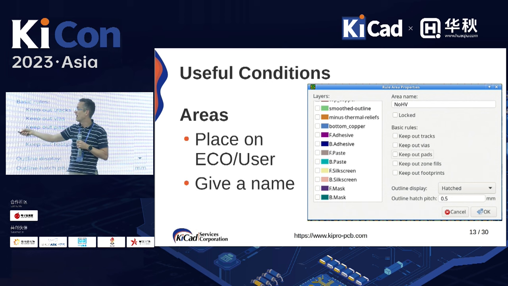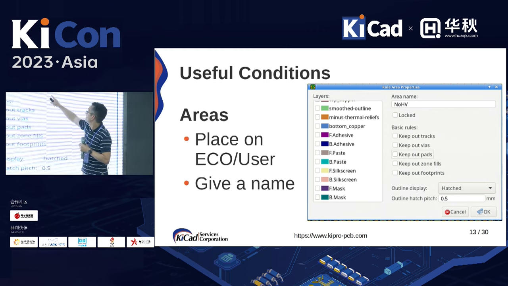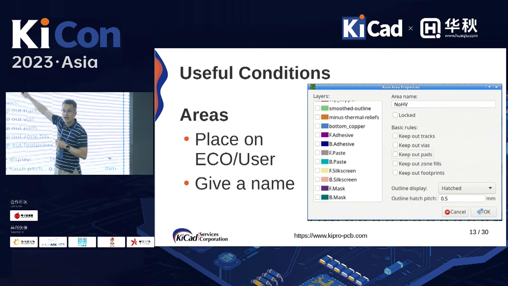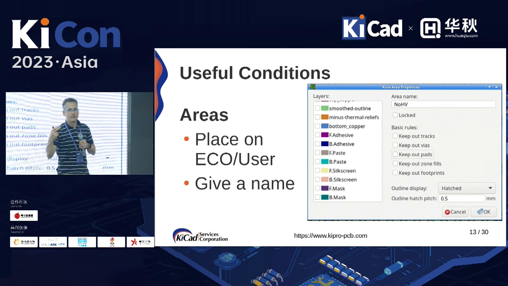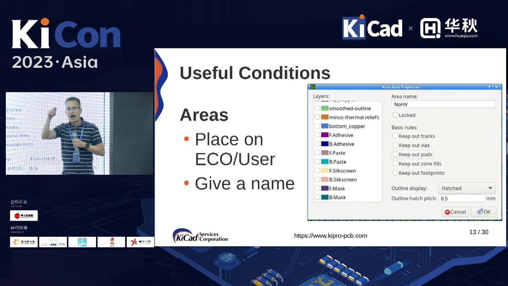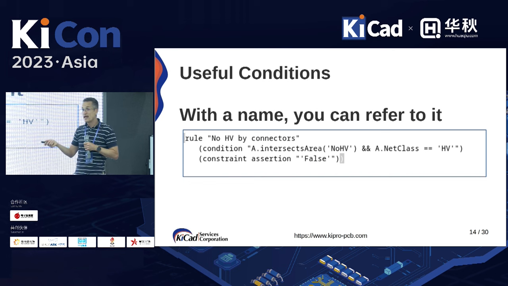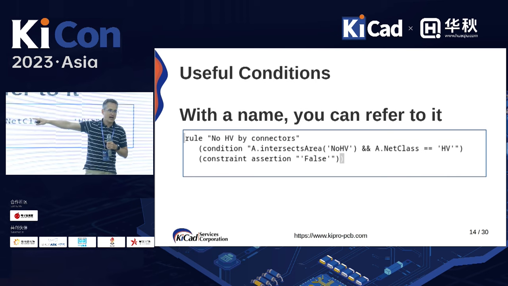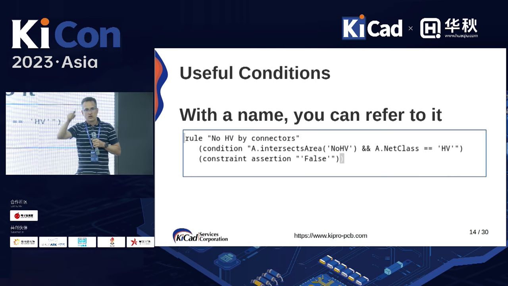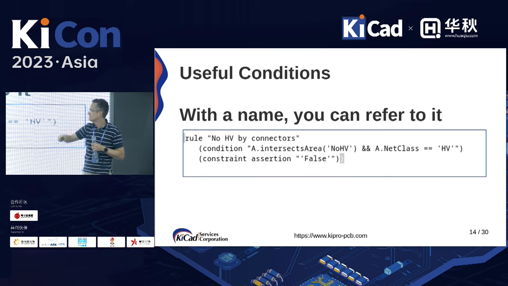You place that area on any layer you want, but usually the ECO layers or the user-defined layers are really good. And then up here, give that area a name. Here we're going to make an area called no HV. We want to keep the high voltage something out of this area, right? So we're going to set a limit on where that is. With a name, it gets really easy to refer to it because you can say, don't put any high voltage over by my connectors here. Draw the area over by your connectors, name it no HV so you remember which one it is, right?